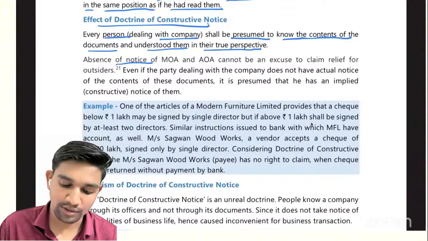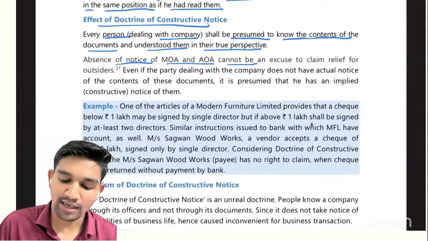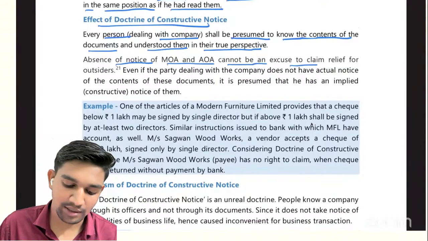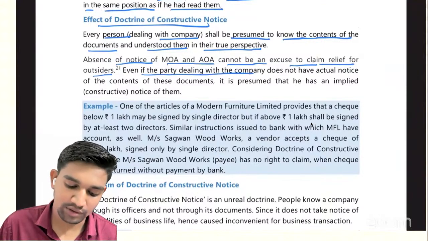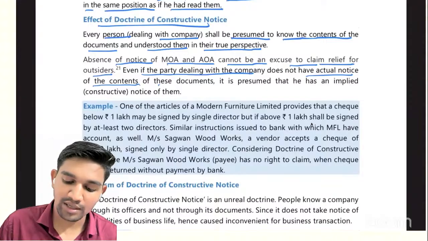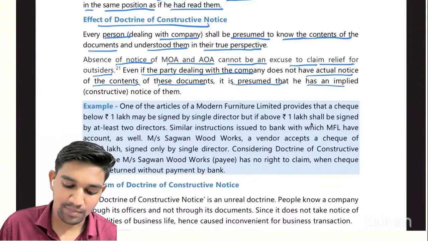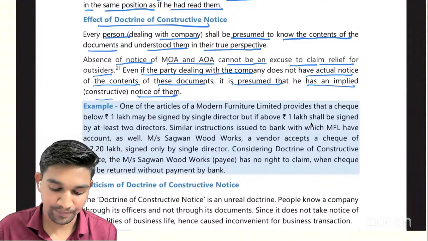Absence of notice of the MOA cannot be an excuse to claim relief for outsiders, even if the party dealing with the company does not have actual notice of the contents of these documents. It is presumed that he has an implied or constructive notice of them.